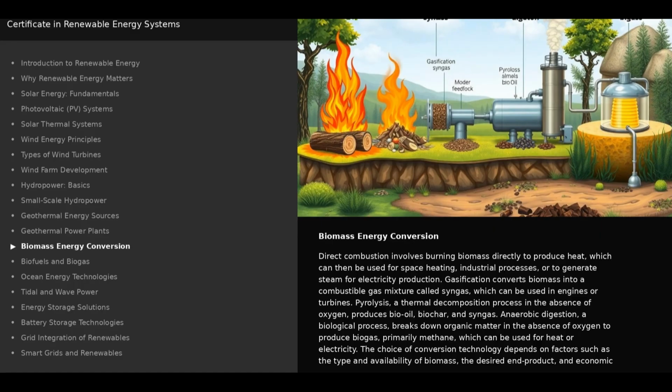Anaerobic digestion, a biological process, breaks down organic matter in the absence of oxygen to produce biogas, primarily methane, which can be used for heat or electricity. The choice of conversion technology depends on factors such as the type and availability of biomass, the desired end product, and economic considerations. Sustainable sourcing of biomass is crucial to ensure its environmental benefits are realized.